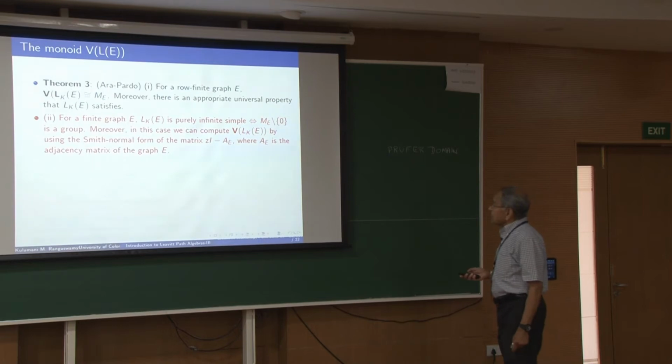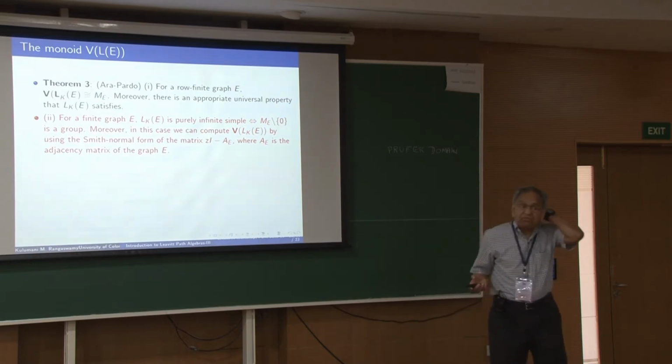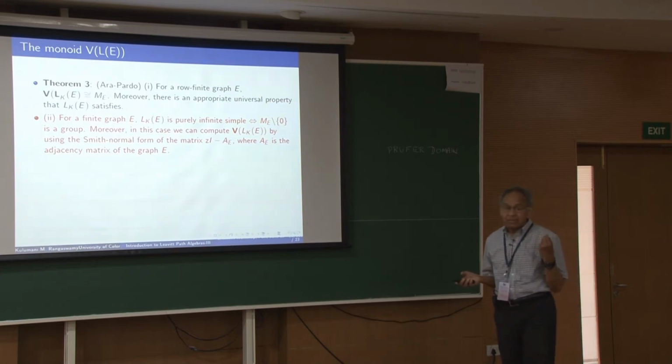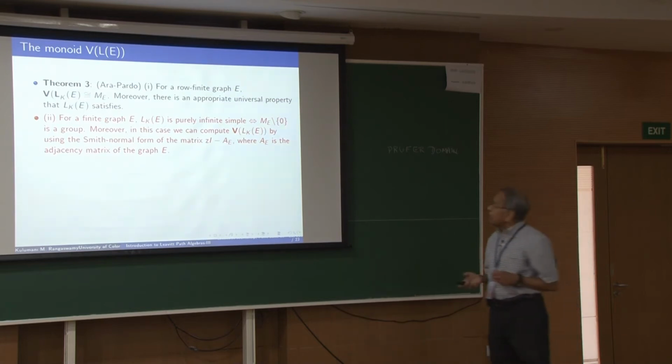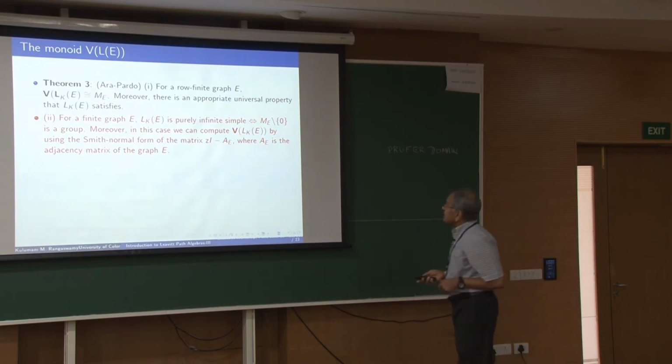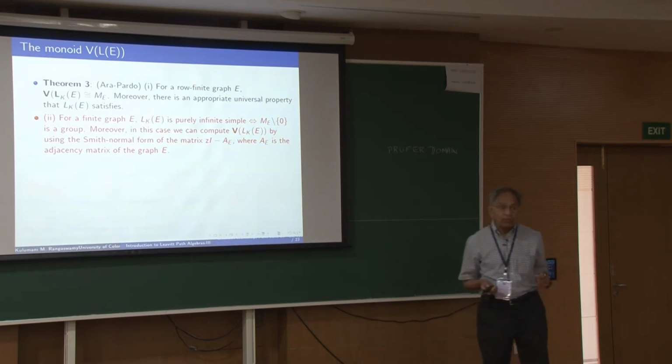And further, they also characterized that if E is a finite graph, so that we have a multiplicative identity, then the corresponding Leavitt path algebra is purely infinite if and only if the M monoid, after you remove the 0, becomes a group. So it's a nice way of characterizing this.